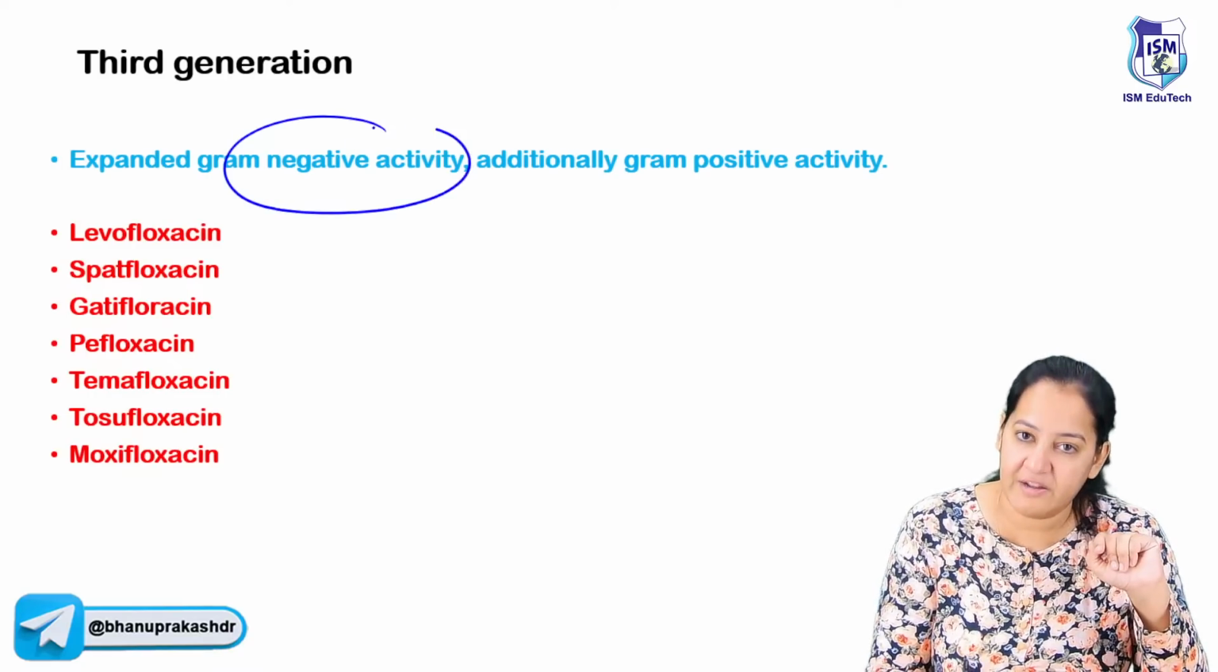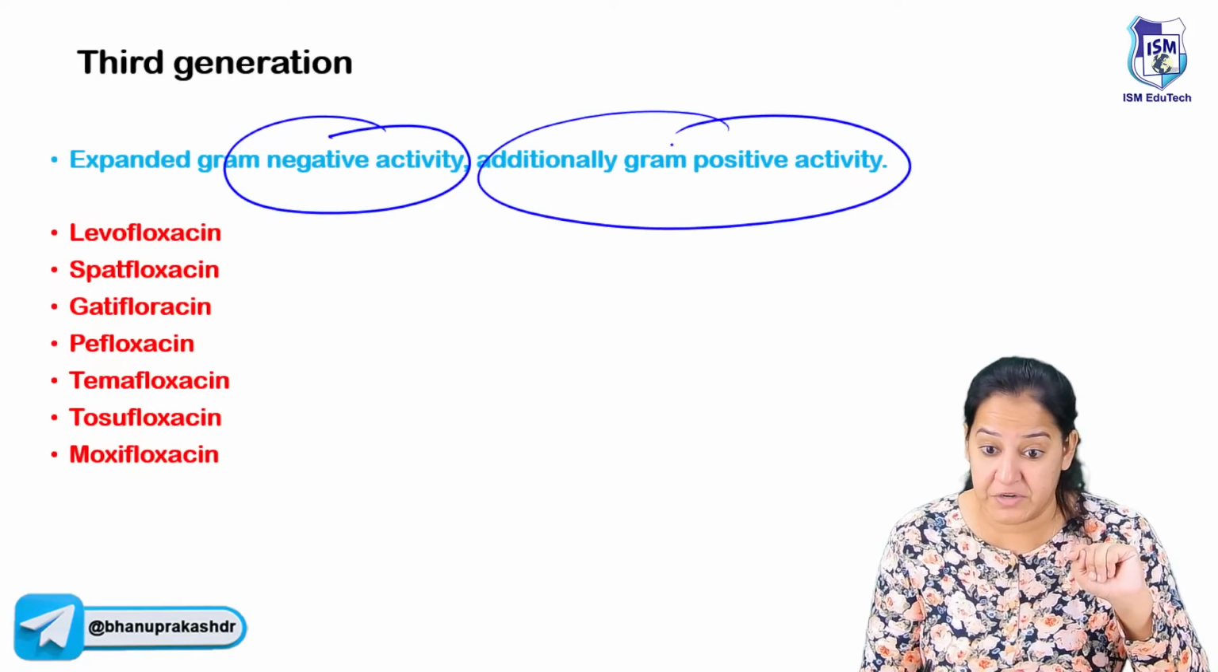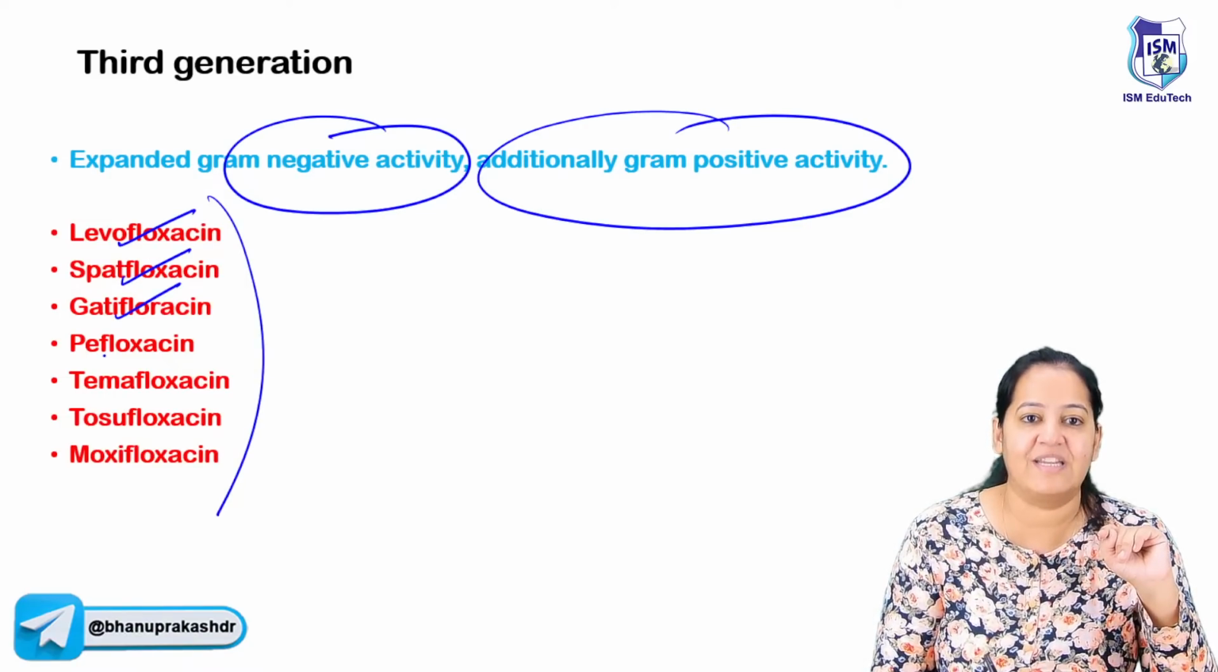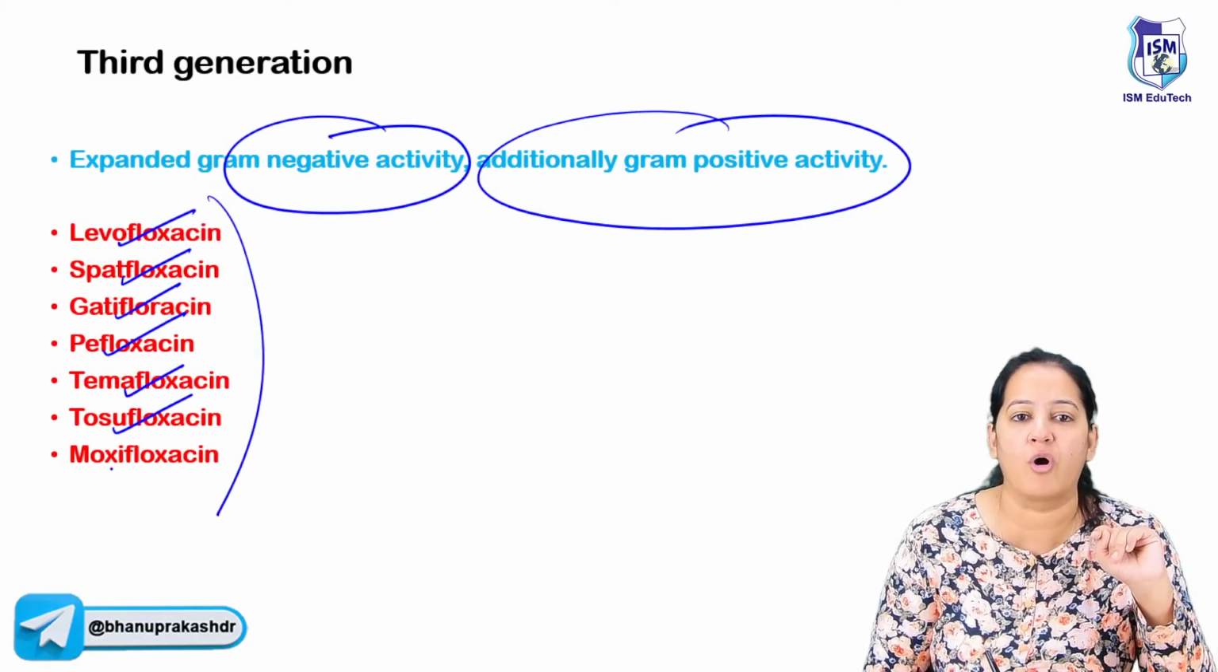In third generation, gram-negative are killed along with few gram-positive also. So in third generation, there are many drugs. You can learn the name. Levoflox, Parflox, Getiflox, Pflox, Temaflox, Tosnuflox, Moxiflox.